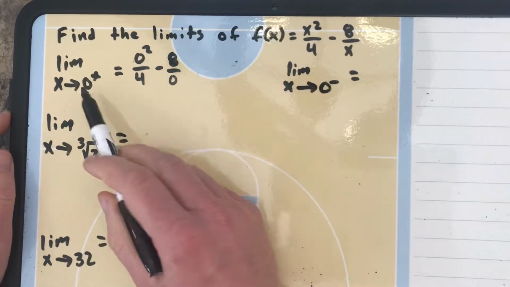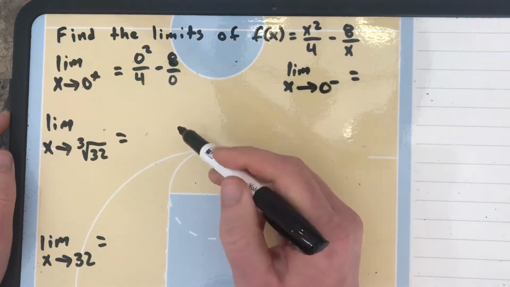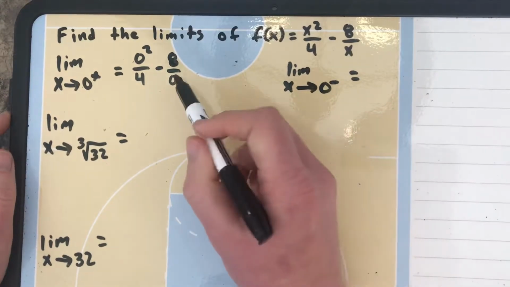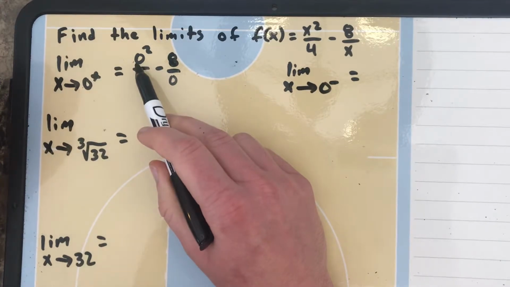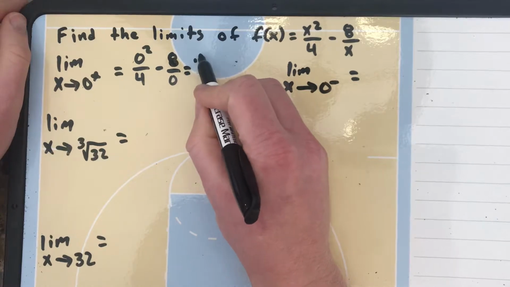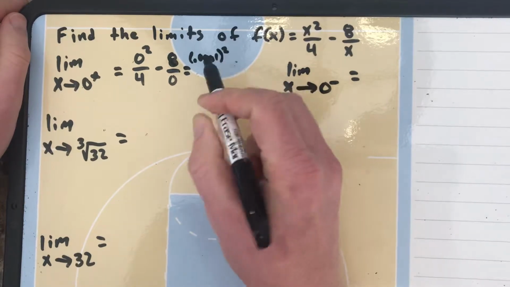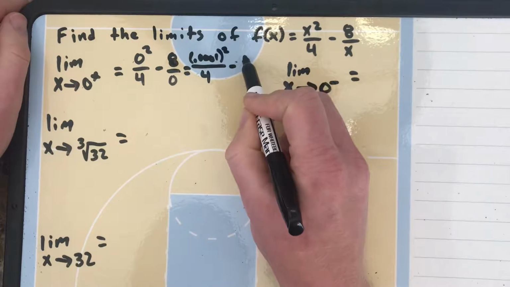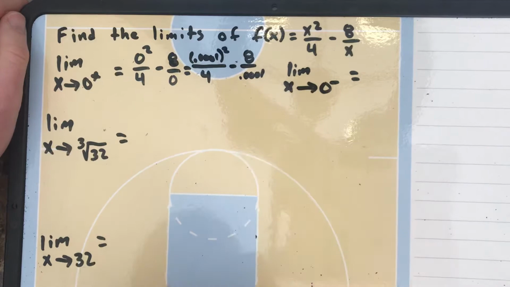basically figure out, okay, if we're approaching 0 from the right, that means we're approaching 0 from values like 1, 2, and 3, coming in on the positive side. So what happens if we plug in a number that is really close to 0? Let's plug in something like 0.0001 squared over 4 minus 8 over 0.0001.